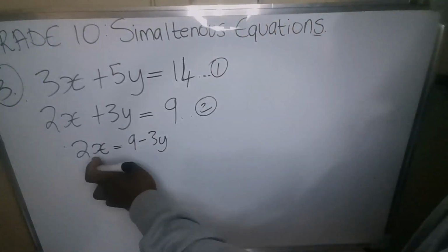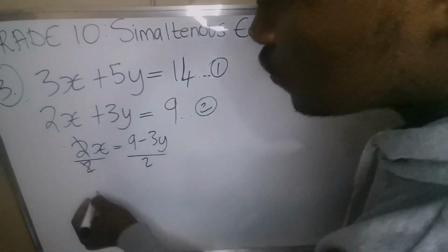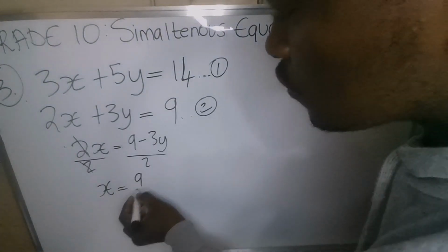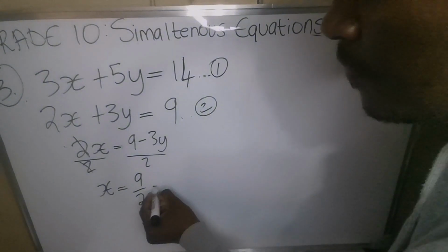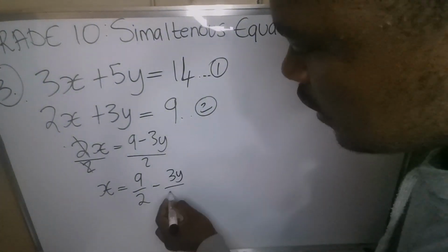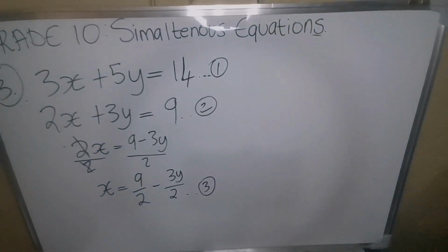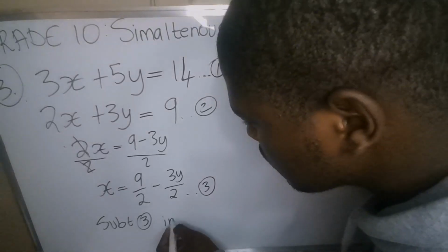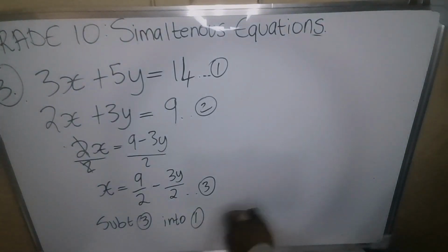Then I'm going to divide both sides by 2. This 2 divides this 2, and x will be equal to 9 divided by 2, which is 9 over 2, minus 3y divided by 2, which is minus 3y over 2. Therefore, this is my third equation. Then substitute equation 3 into equation number 1, because I'm solving for y.